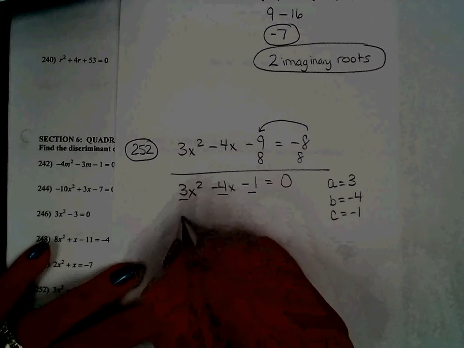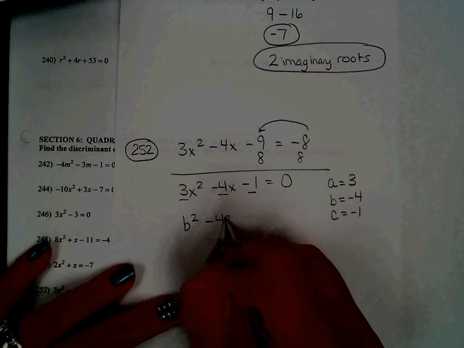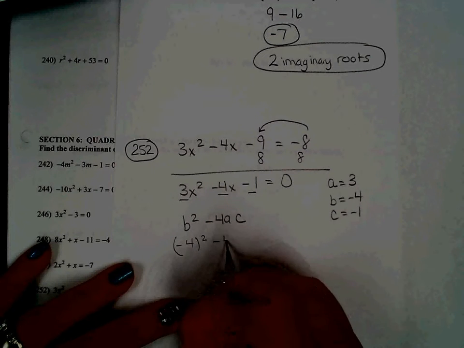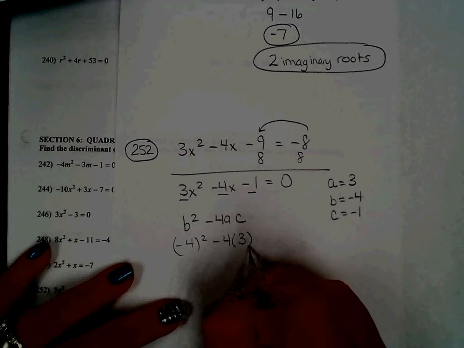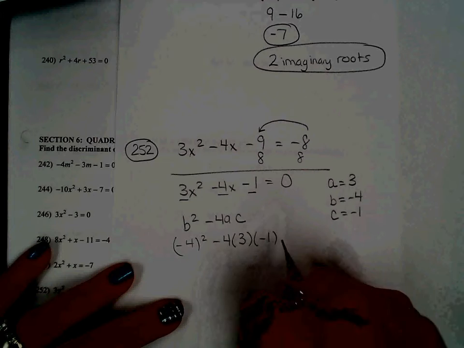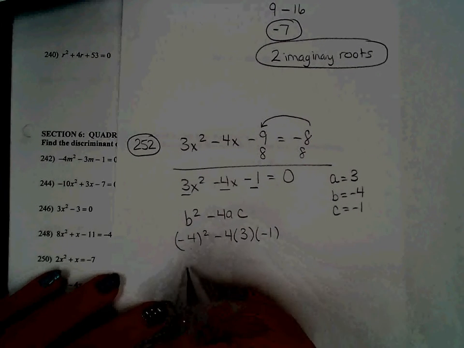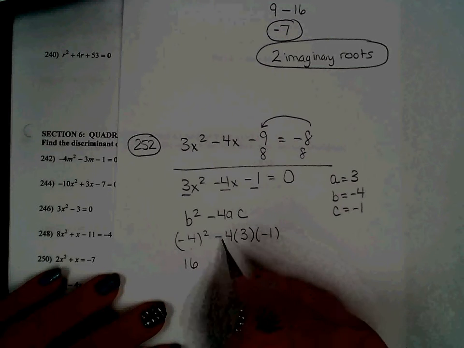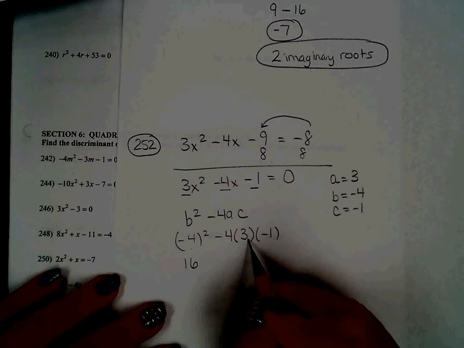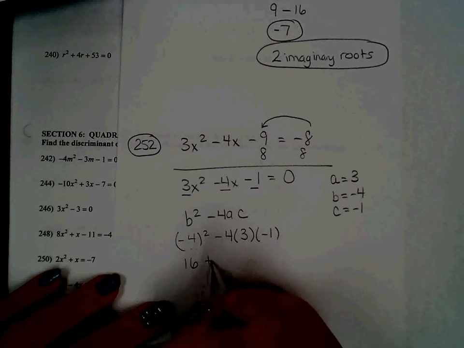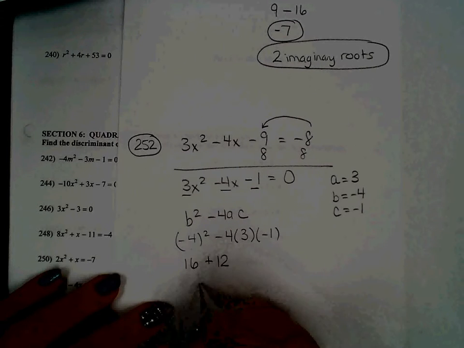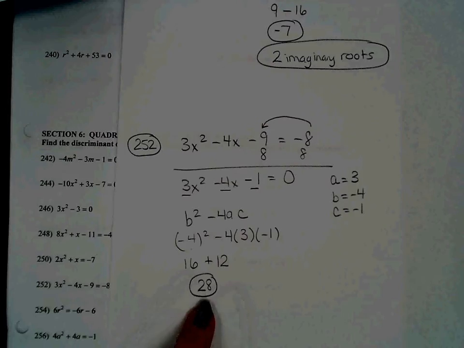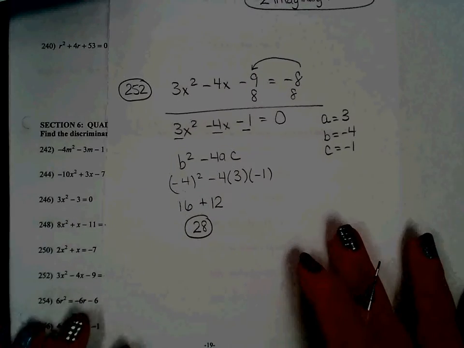So I do my discriminant, b squared minus 4ac. That's going to be -4 squared minus 4 times 3 times -1. -4 squared is 16. Negative times a negative is a positive. This is going to be a positive. 4 times 3 is 12, times 1 is 12. It's going to be a positive 12. 16 plus 12 is 28. So what is my discriminant? 28.